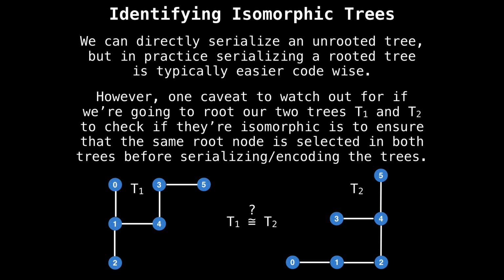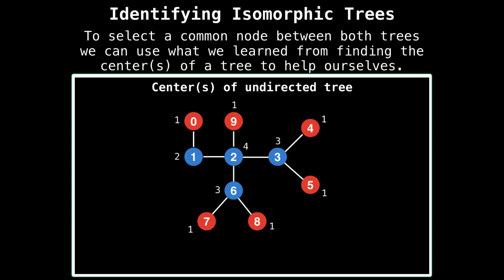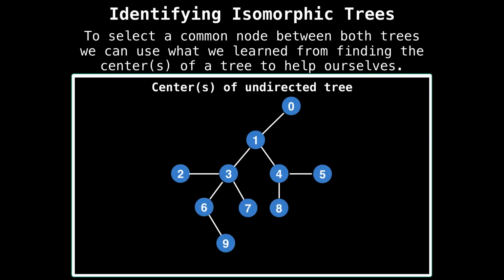However, one small caveat to watch out for if you're going for the rooted tree approach is to make sure you root both of your trees T1 and T2 with the same root node before you begin the serialization process, otherwise you get two different encodings. One trick we can use to help ourselves select a common node between both trees is to reuse what we learned in the last video about finding the center of a tree.